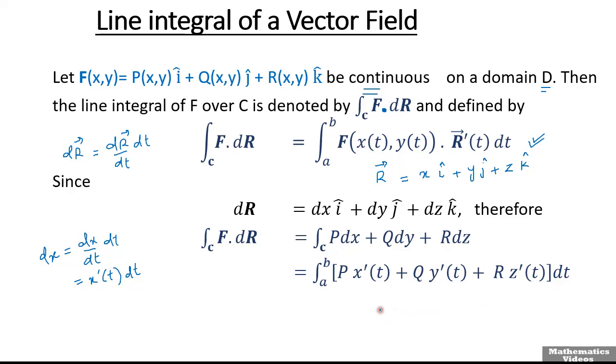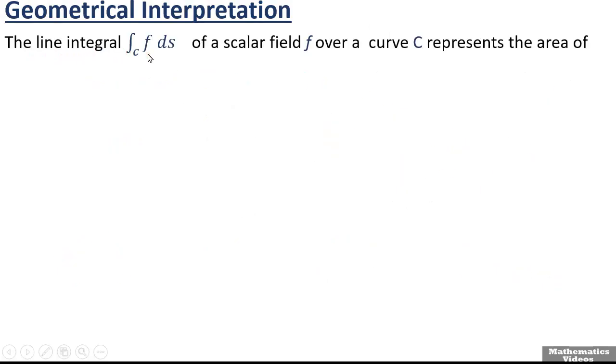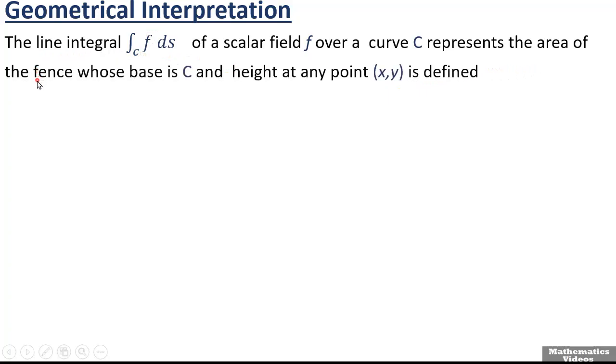Now we will move forward and consider the geometrical interpretation of the line integral of a scalar field, which is very important to consider. The line integral of a scalar field f over a curve C geometrically describes the area of a fence whose base is the curve C, and the height at any point xy is defined as the functional value of the point xy, that is the image of the point xy under the function f. So this is the geometrical meaning of the line integral of a scalar field f over the curve C.